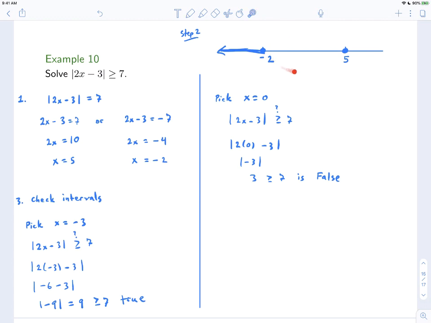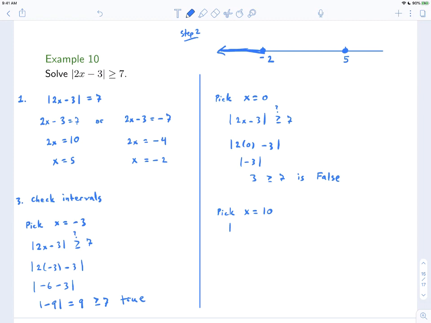So that means we don't include this interval. So we include the one to the left of -2, we exclude the one between -2 and 5, and now we just need to check the one to the right of 5. So we just pick anything. Pick x equals 10, just for fun.